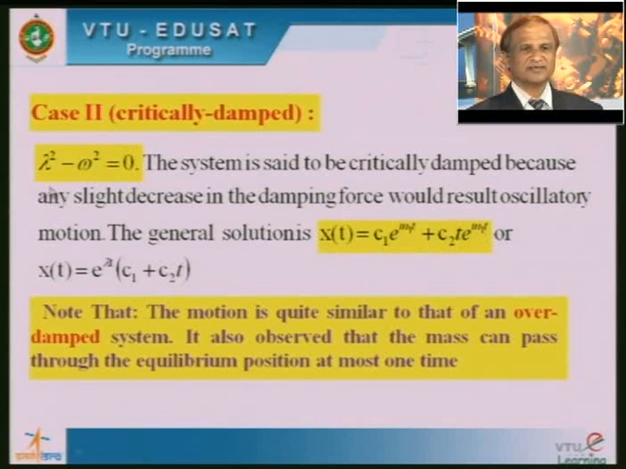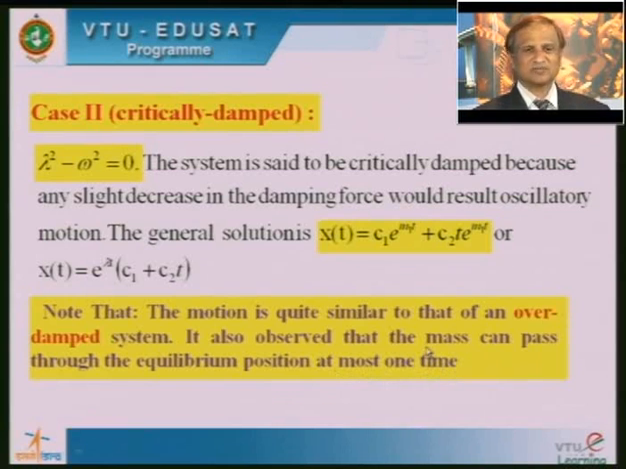Friends, we know that if lambda square minus omega square is equal to 0, then we will get roots real and equal. In that case, we can write down the general solution in this form, or we can write the solution as x of t is equal to e to the power lambda t times (C1 plus C2 t). Here we can note that the motion is quite similar to the overdamped system.